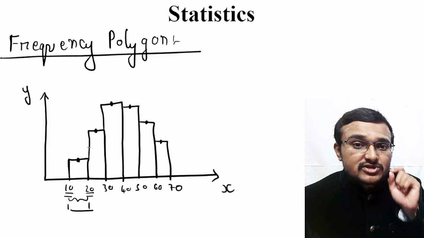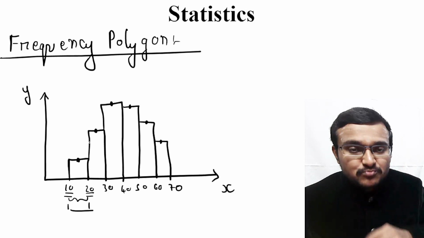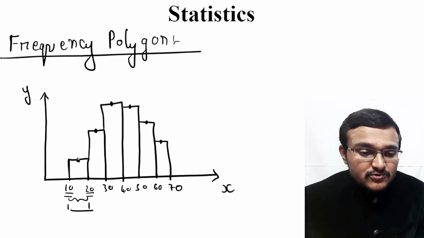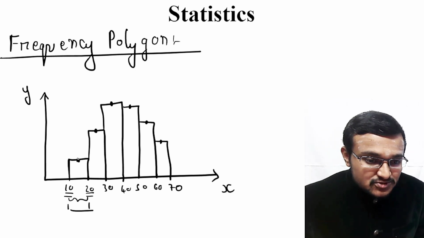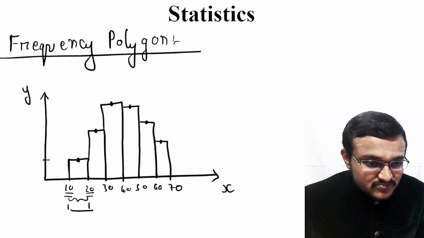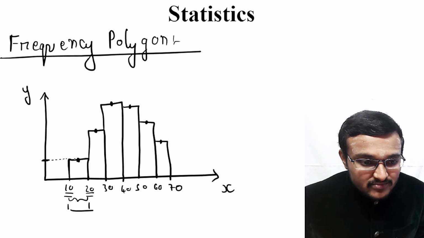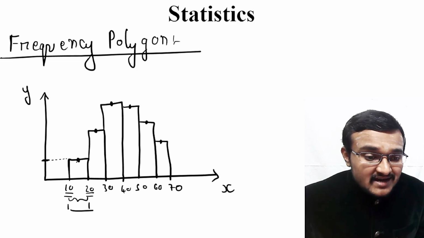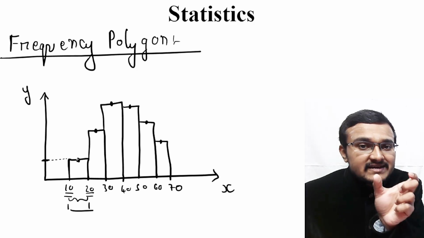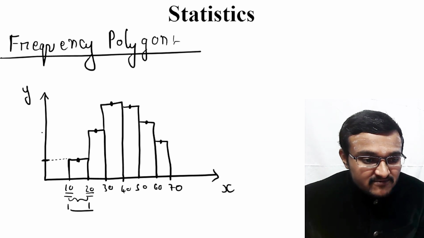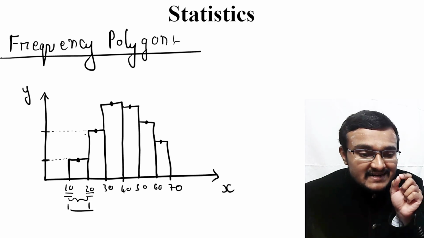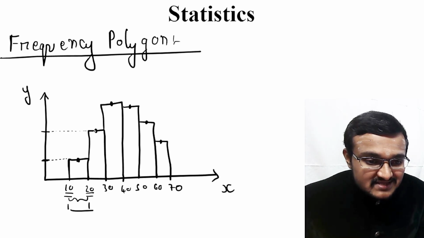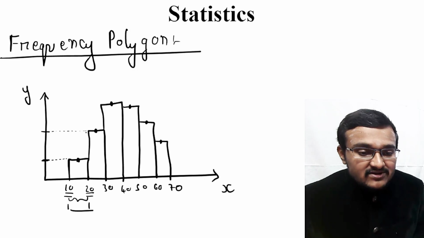Now you have to draw straight lines connecting these points. From 10 to 20, the midpoint is 15 and the height of the rectangular bar gives the point's position, so you mark a point somewhere here, in between 10 and 20. Similarly, you mark a point at this position on the y-axis, in between 20 and 30. This acts as the midpoint for the second rectangular bar.